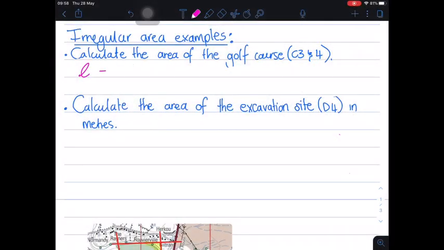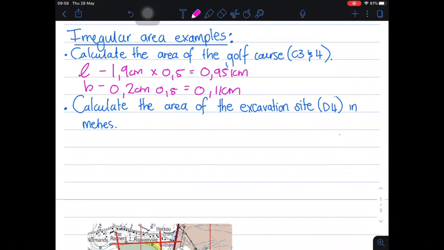Okay, so the length of the golf course was then 1.9 centimeters, and the breadth was 0.2 centimeters. And the question doesn't specifically ask us for a conversion into kilometers squared or meters squared. However, because the length is over 1 centimeter, it's a relatively large area, and so let's do this for kilometers. So we're going to take our shortcut times by 0.5 for each of our sides. And 1.9 times 0.5 gives us 0.95 kilometers. And 0.2 times 0.5 is going to give us 0.1 kilometer.